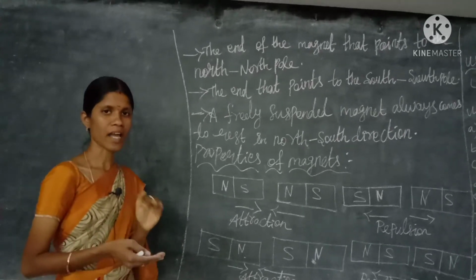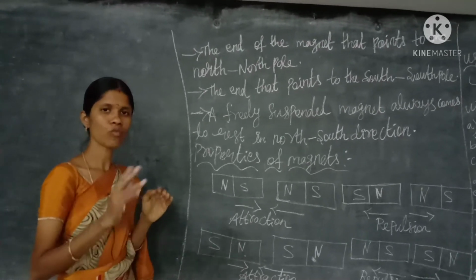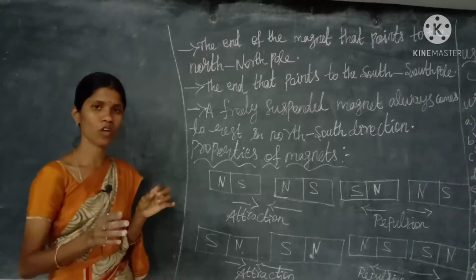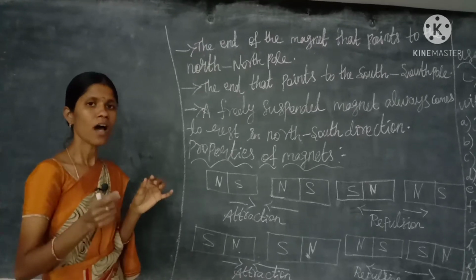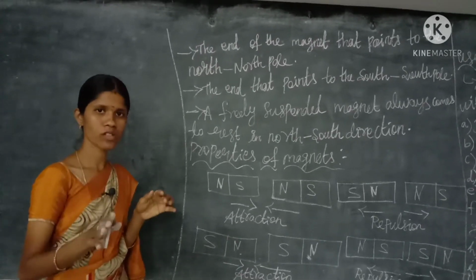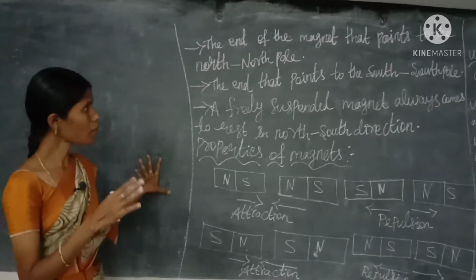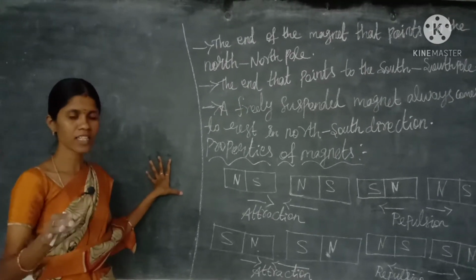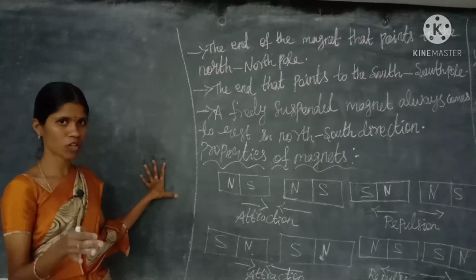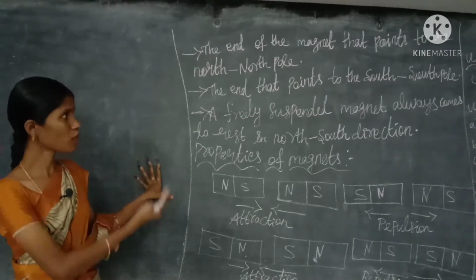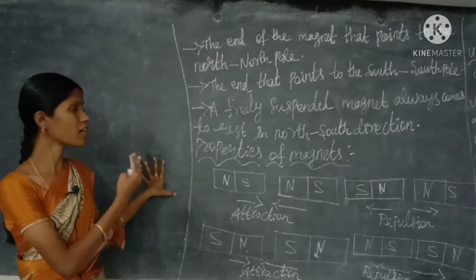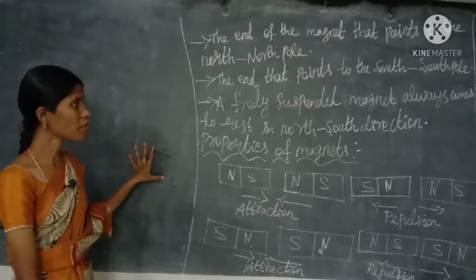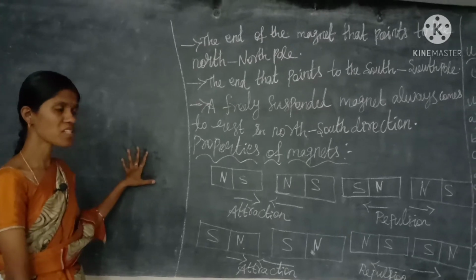At that time the poles of the magnet point towards the two sides of the earth, and these two sides are referred to as the two poles. After the oscillation the magnet comes to rest. The end of the magnet that points towards the north is referred to as the north pole, whereas the end that points towards the south is referred to as the south pole.